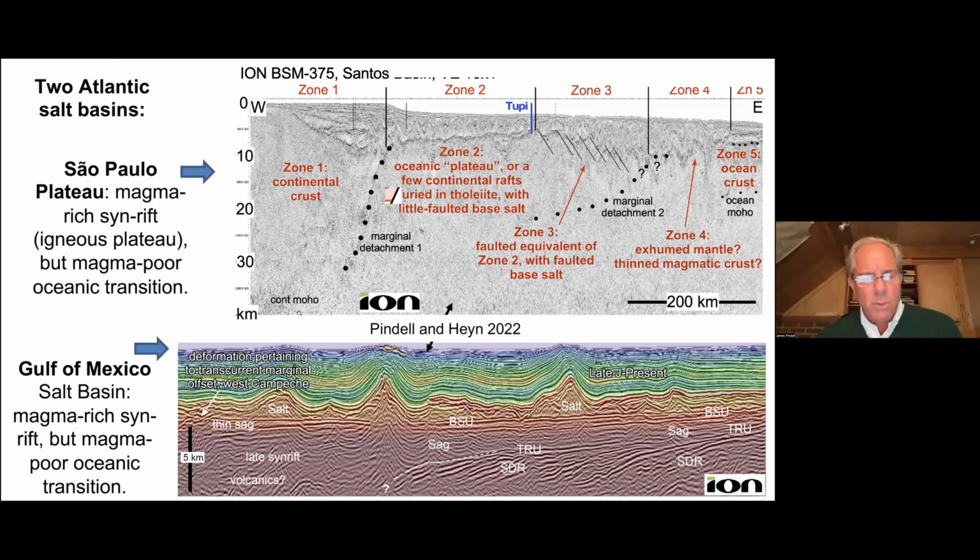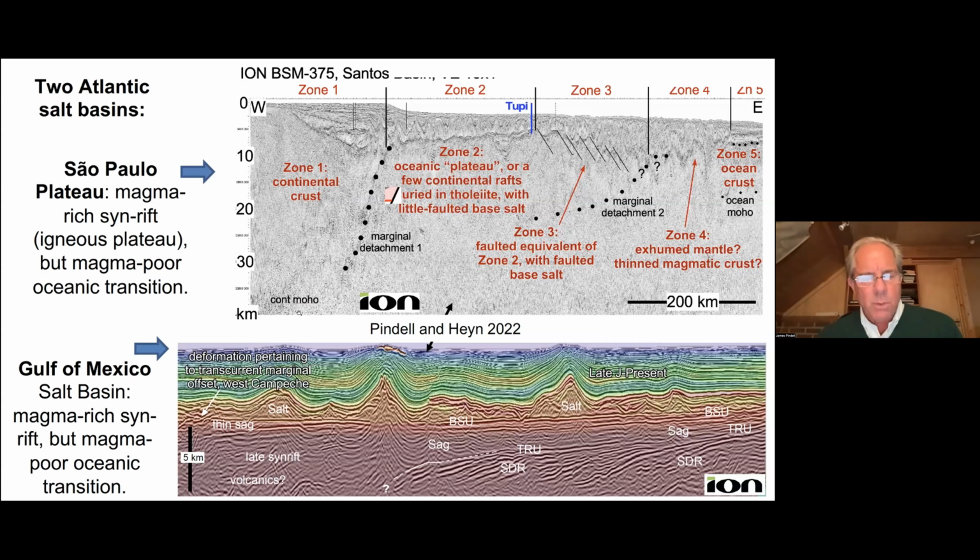Let's look at a couple of sections now from the Sao Paulo Plateau and also the Gulf of Mexico. I want to point out three things about both of these sections. These two basins have three primary things in common. First, the Sin Rift was magma rich, as you can see from the SDRs in the Gulf section at the bottom, and also the fact that the Sao Paulo Plateau is largely an igneous or oceanic plateau with very little evidence of continental crust in it at all. In my opinion, this is an oceanic plateau like Iceland, which happened to be situated between the Brazil crust and the African crust at the time of initial extension.